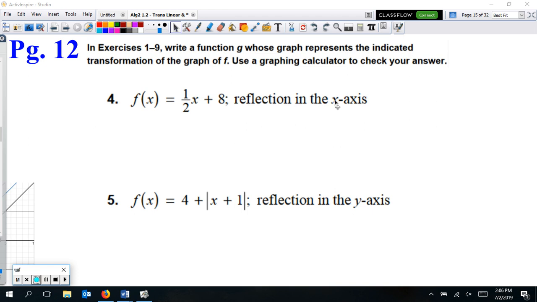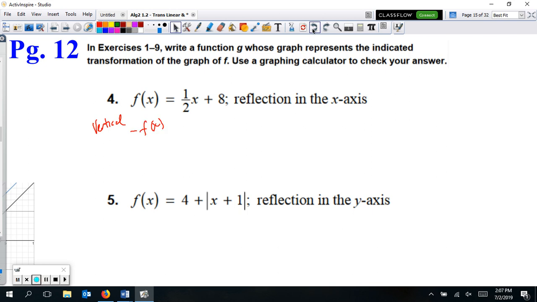So remember, in the x-axis, when we see that right there, we know it's going to be flipping vertically over the x-axis. So it's a vertical flip. So whenever we understand it's going to be a vertical transformation, we know we've got to do it to the entire function. Well, what do we have to do when we're doing reflections? We're going to multiply by a negative. So we've got to multiply this entire function by a negative.